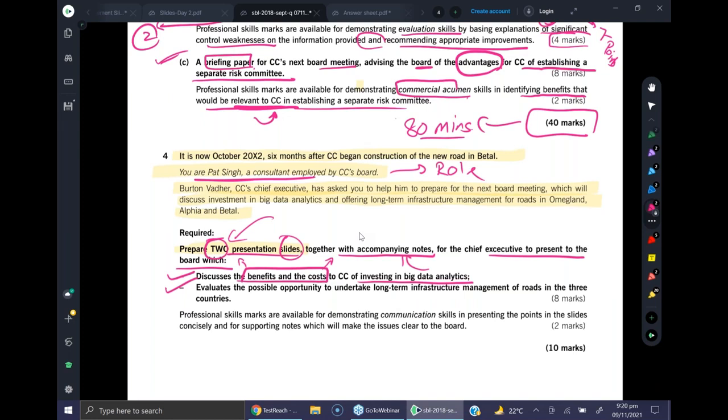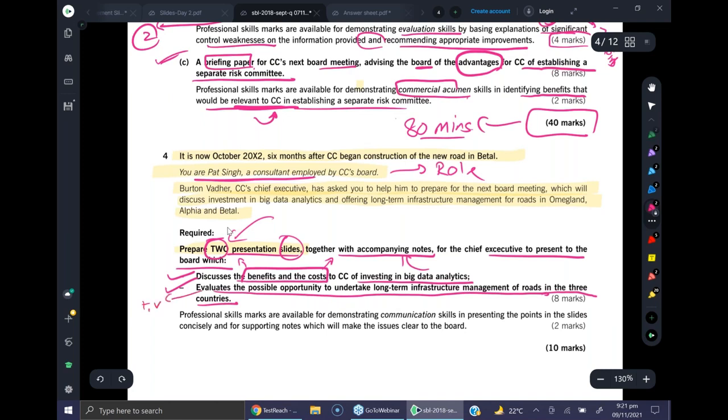So bullet points, and in speaker notes, I'll explain my bullet points in as much detail as I want, but to the point is always the best way. Okay, second slide will cover the possible evaluation of the possible opportunity to take long-term infrastructure management of roads in 3 countries. So I'll be discussing positive and negative aspects of this new opportunity, right? There are a total of 8 marks.